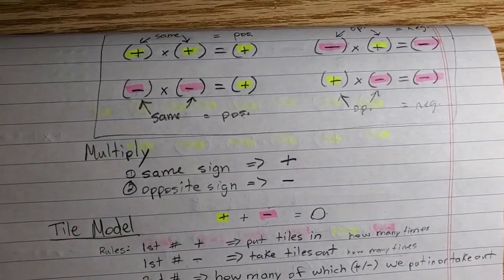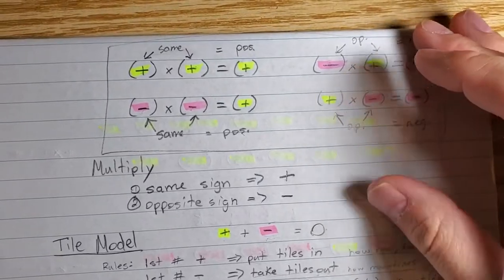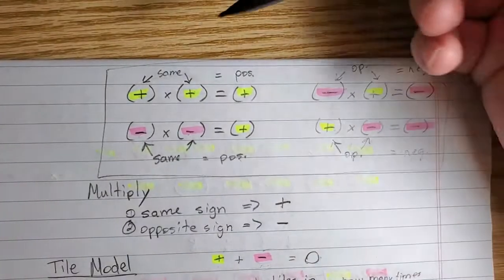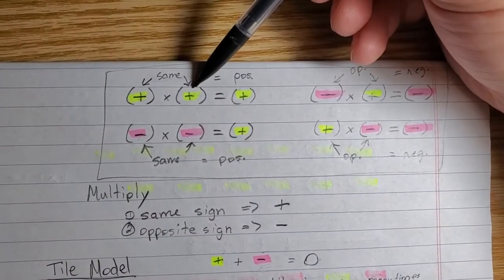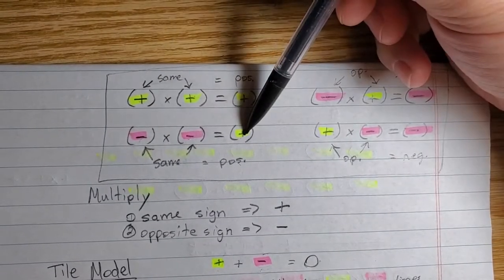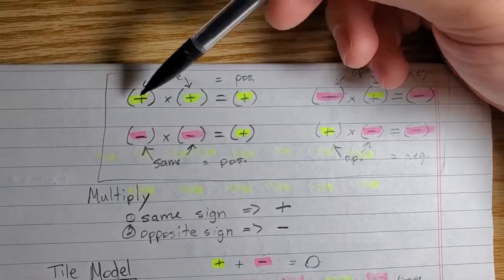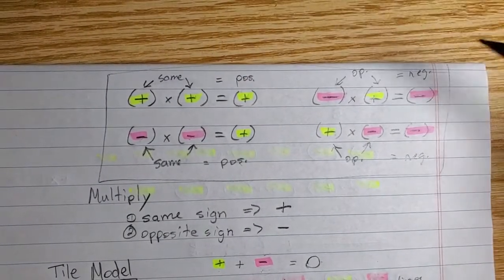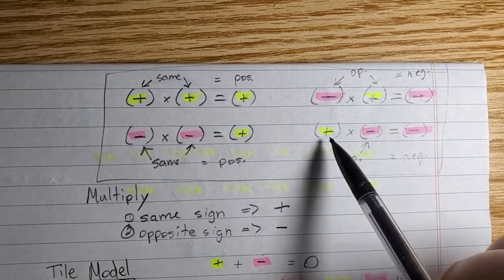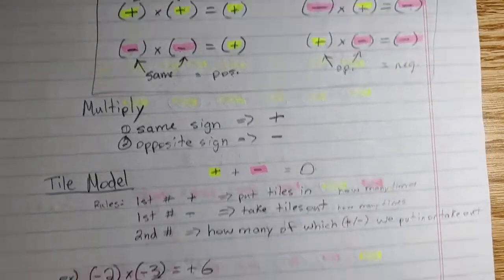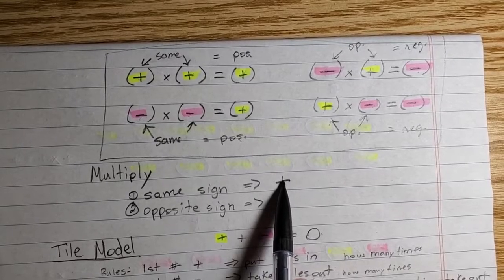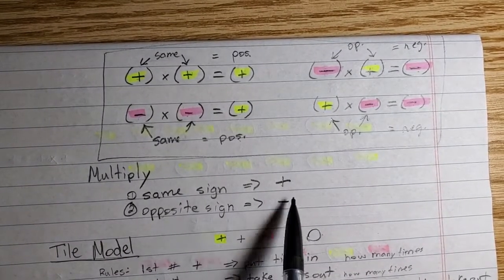So we've developed some rules here that maybe enable us to not have to use the model, even though it's pretty good to try it so that it kind of reinforces what we do here. But we notice that same signs made a positive number. When they were both negative, it made a positive number. When they were both positive, it made a positive number. We also learned that opposite signs, so a negative and a positive, made a negative number, and a positive and a negative made a negative number. So our rules here are that same sign gives a positive number when multiplying, and opposite sign gives a negative number.